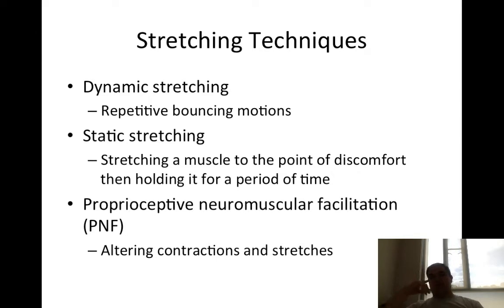A few different stretching techniques that we're going to do in lab and this summer. Dynamic stretching is repetitive bouncing motions. Static stretching is stretching a muscle to the point of discomfort, then holding it for a period of time. That's the most common one we see. And then we have proprioceptive neuromuscular facilitation, or PNF. You'll almost never hear me call it the whole word, right? I always abbreviate this as PNF. Alternating contractions and stretches of that muscle.